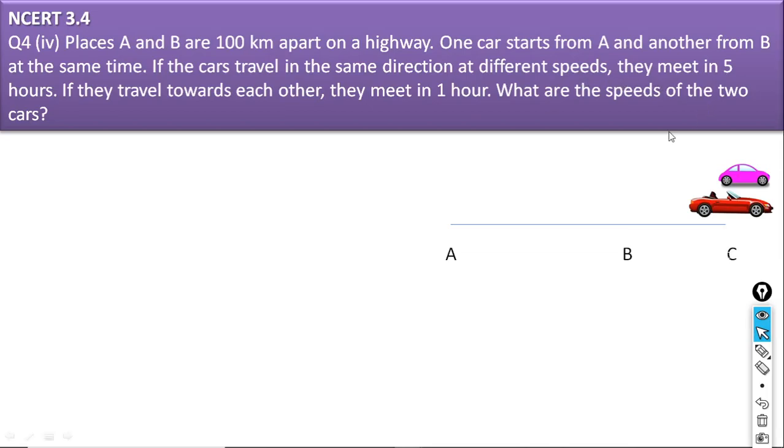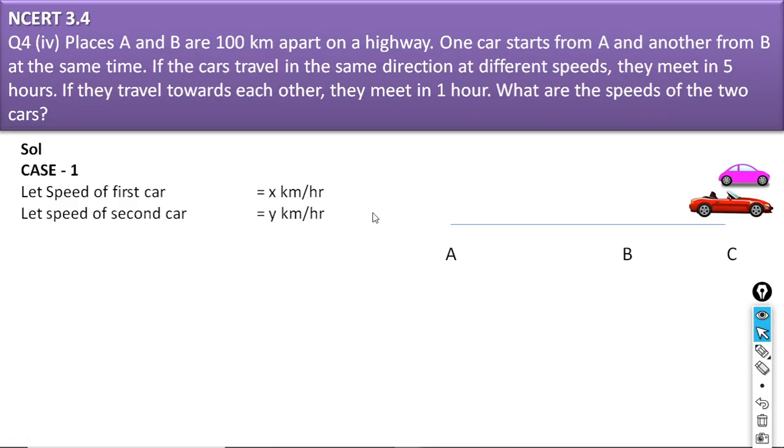Now students, they will meet in 5 hours, meaning at the point C they will meet after 5 hours. If they travel towards each other, they will meet in 1 hour. This is the second situation. So what is the speed of the two cars? We consider here, let the speed of the first car be x km per hour and the second be y km per hour. We are interested here to find the distance covered by the first car and the distance covered by the second car.